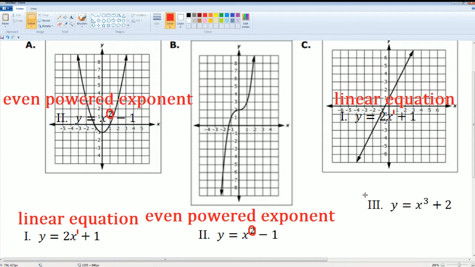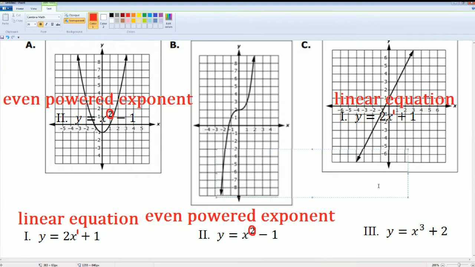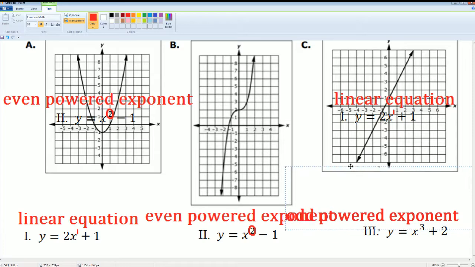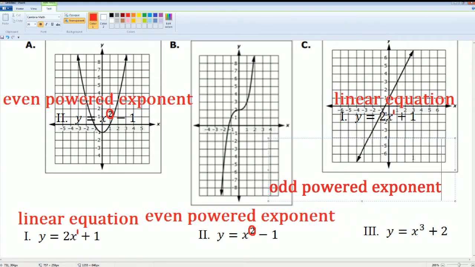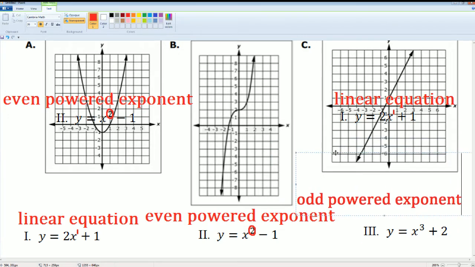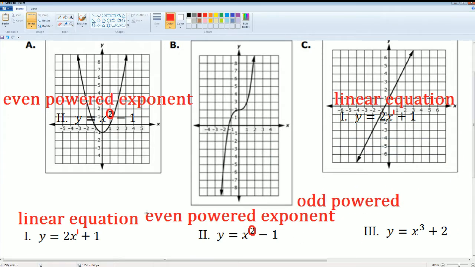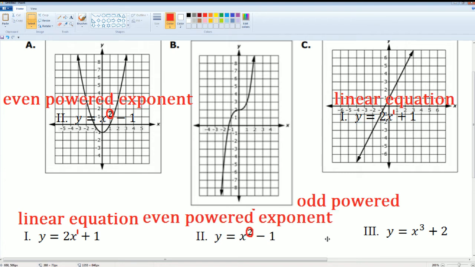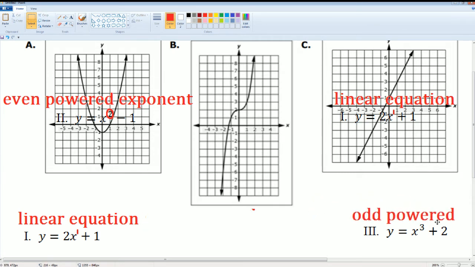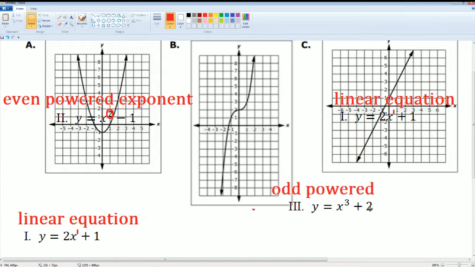All right, leaving this one as the cube. Okay, so this one would be your cube term. So this is your odd powered exponent. Okay, and your odd power is that one. The only one left is this one.